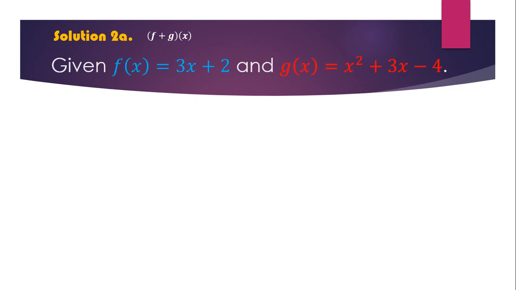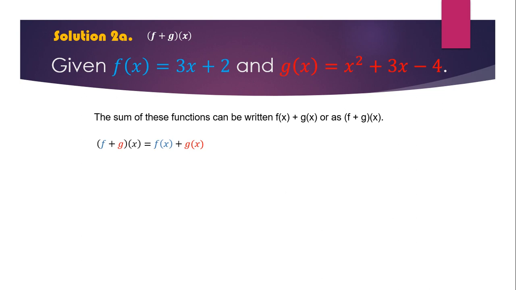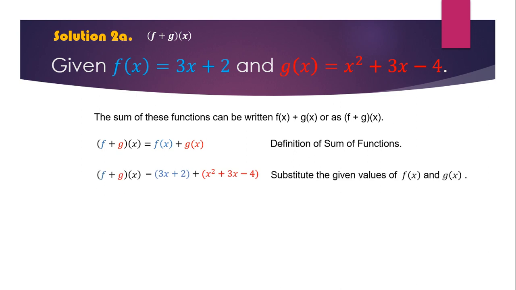So to find letter A, the sum of the two functions, we're just going to write f of x plus g of x, or f plus g of x, and equate that to the notation, because that is the definition of the sum of functions. Then substitute the given values of f of x and g of x, wherein f of x is equal to 3x plus 2 and g of x is equal to x squared plus 3x minus 4. Then after that, we're just going to simplify by combining like terms.